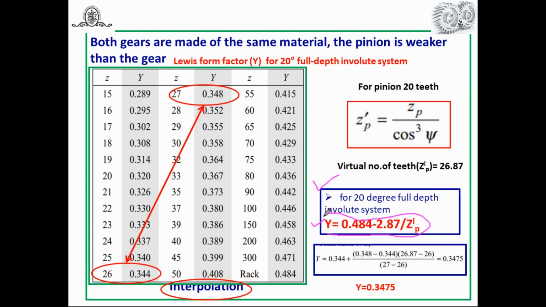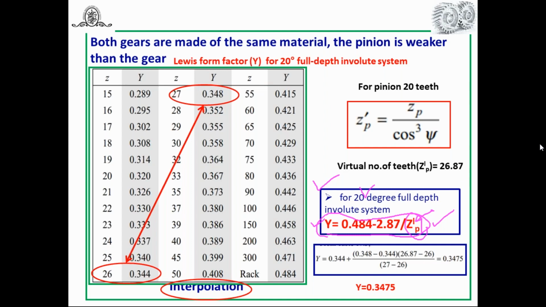This is the standard equation. Sometimes this equation may be given in the examination. You can refer to it: Y for a 20-degree full depth system is 0.484 minus 2.87 upon ZP dash. Why am I saying ZP dash? Because in a helical gear, this Y, the Lewis form factor, is based on the virtual number of teeth. That's why I have used this.